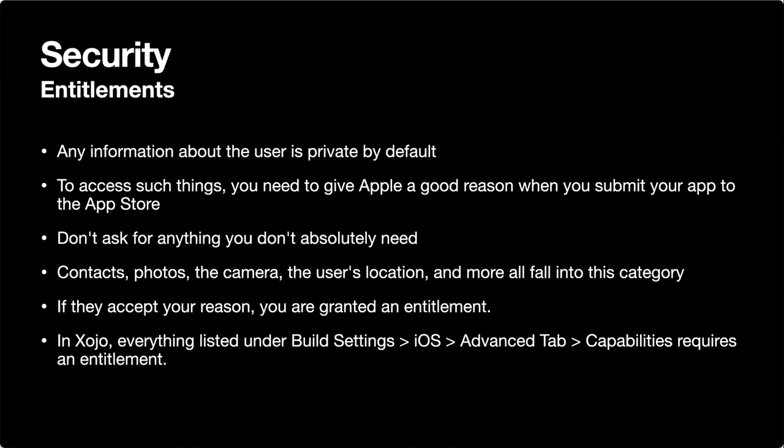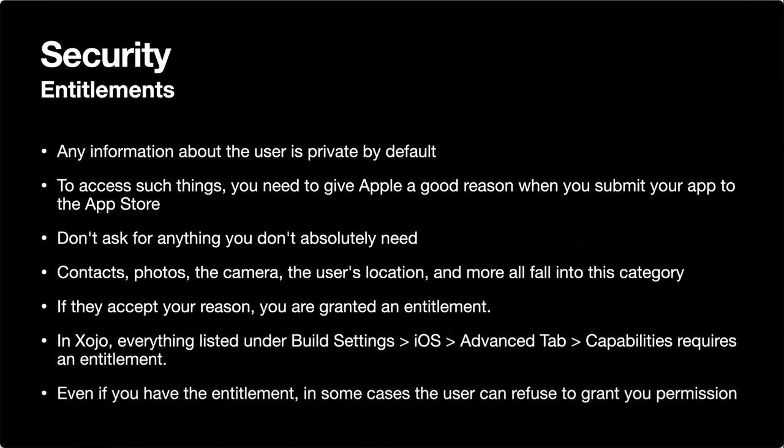And in Xojo, everything listed, if you go to Build Settings, iOS, Advanced tab, Capabilities, all those items that have a switch control in the inspector, those capabilities, those all require an entitlement. And just remember that even if you get the entitlement from Apple, in some cases, the user can refuse to grant you permission. A great example is access to the camera, for example.